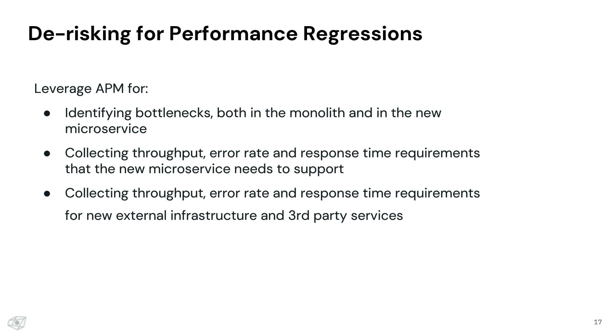So collecting throughput, error rate, and response time requirements that the new microservice needs to support. This, again, goes back to that whole service level objective thing. So we want to identify our service level objectives for the new microservice, and we want to identify that same exact flow for the third-party services and external services we need to rely on. And then from there, we can alert on these and figure out when the problem is within our own new microservice and when the problem is within our external infrastructure or third parties or other services.